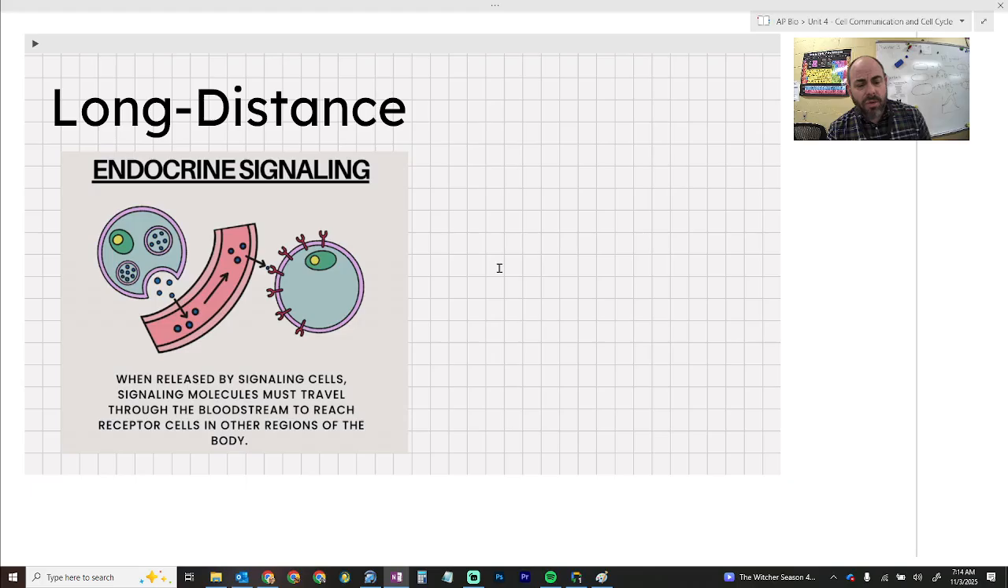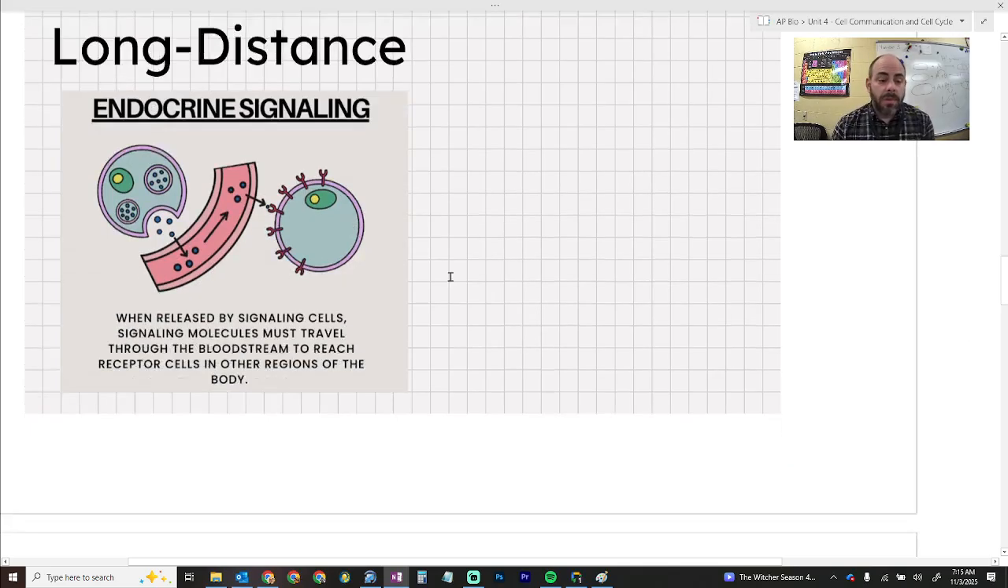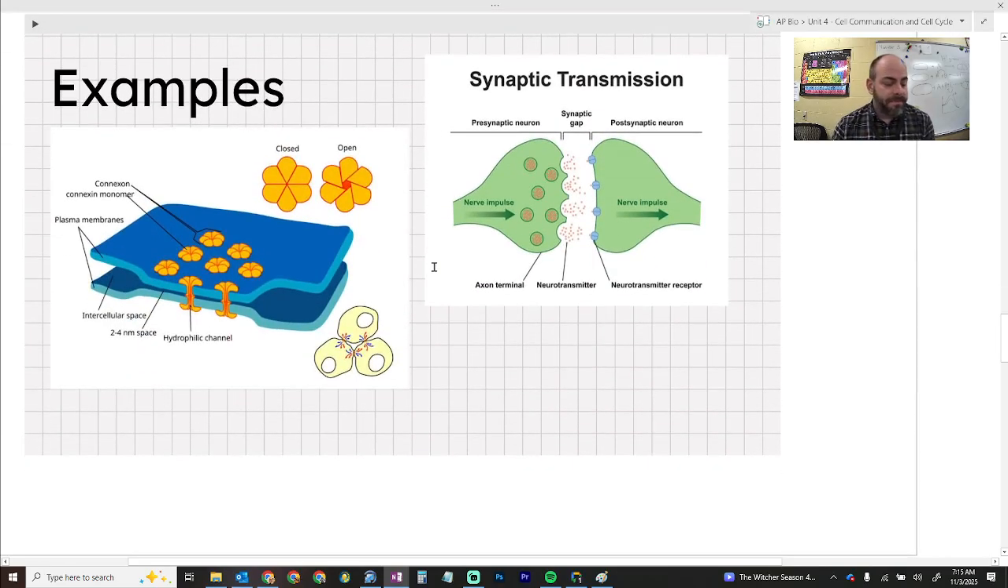Usually some sort of receptor is involved in this. You see the signaling molecule here releasing some blue dots into the system, the circulatory system, and then those blue dots being received by this cell, the target cell, here on the other side of who knows where. Let's look at some examples.